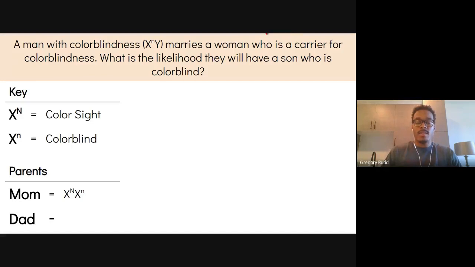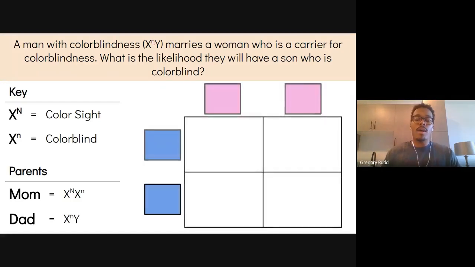What about dad's genotype? I know we're running out of time. We only have 3 minutes left, but let's go ahead and finish strong. Good, Jessica. So dad, his genotype is actually given to us right here. We know he is suffering from color blindness. We know he's a male, so he's got X and Y chromosomes, and his X chromosome has the recessive allele. So now we're ready to make our Punnett square.